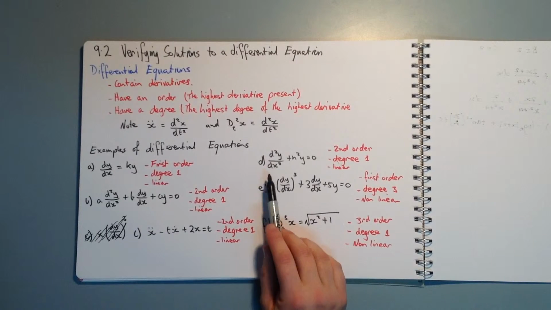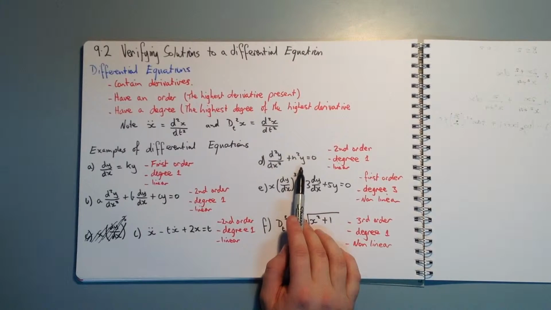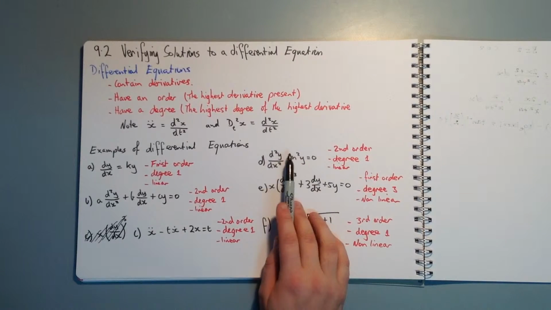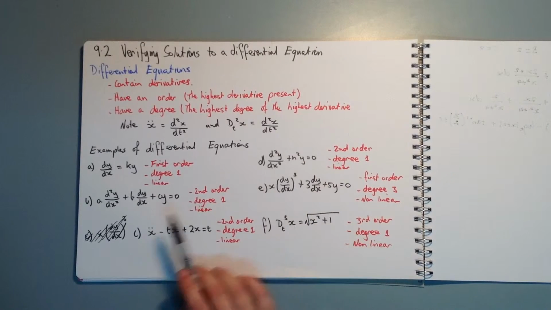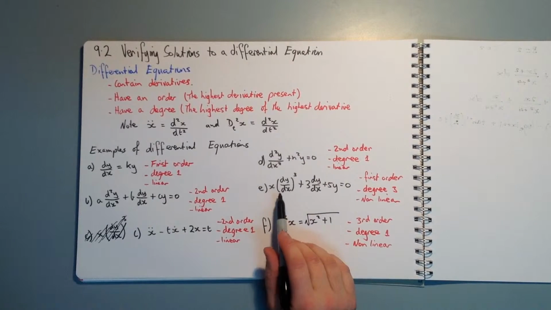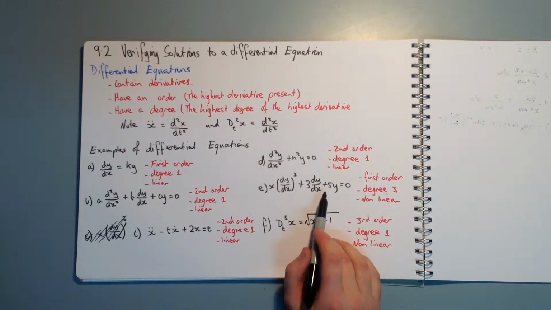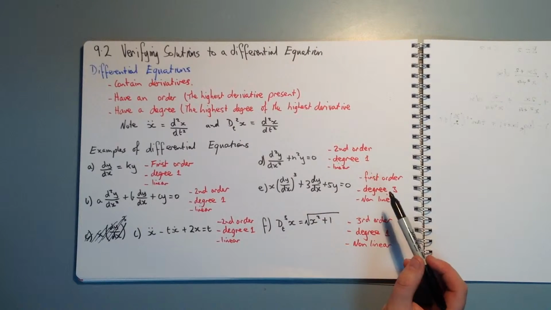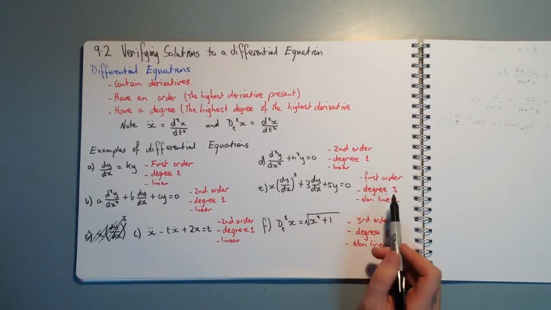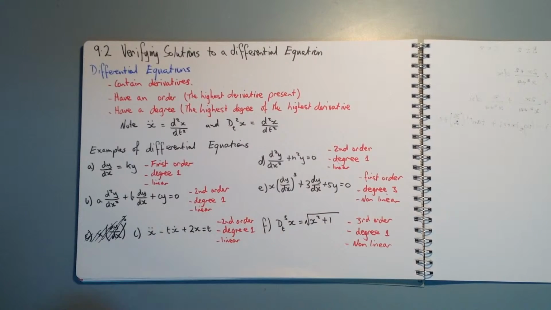Again, with d, if we had d squared y on dx squared plus n squared y equals 0, that's a second order, because it's a second derivative, degree 1 linear equation. For e, we have x plus dy on dx cubed plus 3 times dy dx plus 5y equals 0. Well, that's our first order, because we only use first derivatives. It's degree 3 because it's been cubed, and it's non-linear. Okay. We had d cubed x on dt cubed equals square root of x squared plus 1. Well, that's a third order degree 1 non-linear differential equation.